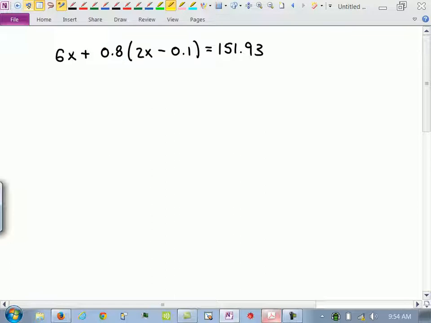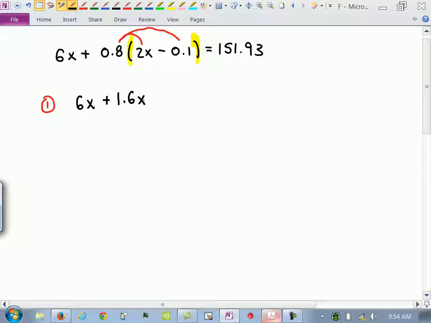Remove grouping symbols first. So how can I remove the grouping symbols here? I need to get rid of the parentheses, right? So I need to multiply or distribute a 0.8 through this parentheses. And yes, you might need your calculator here. What is 0.8 times 2? 1.6. x though, right? Because we had that x. So I'm going to have plus 1.6x.